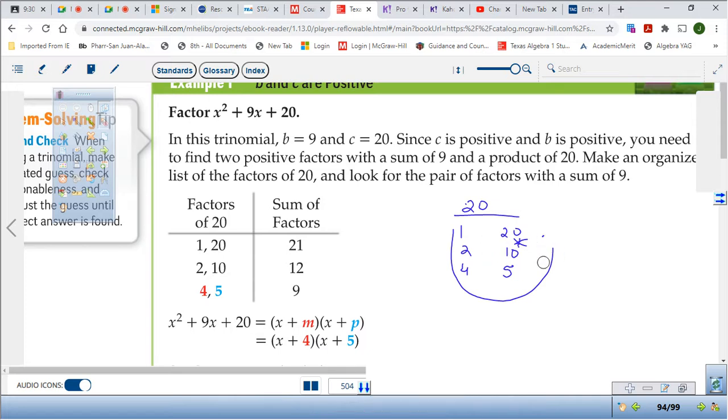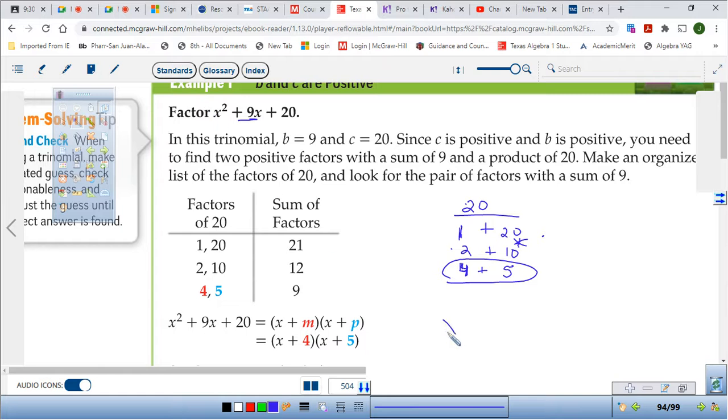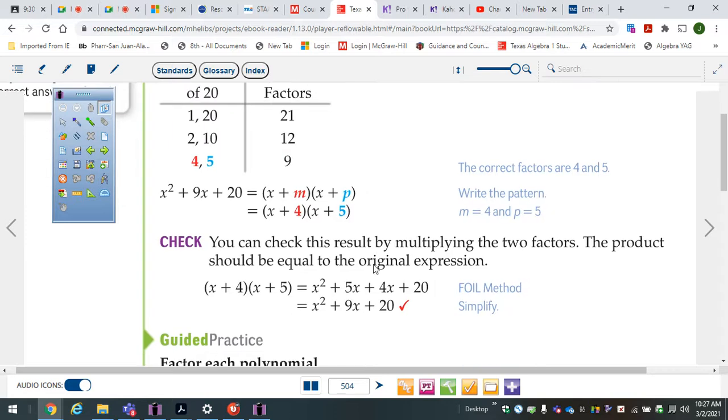So now, which ones add up to 9? You can see it already. These two. Since this is an x, it'd be x plus 4 and x plus 5. What do y'all think? Pretty easy, right? Not too bad at all. And you just do that, simple as that.